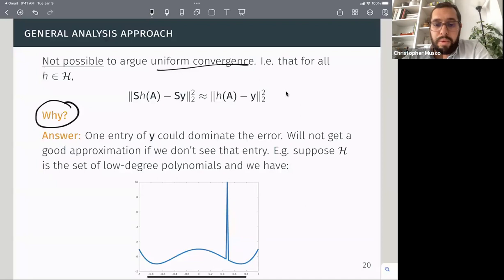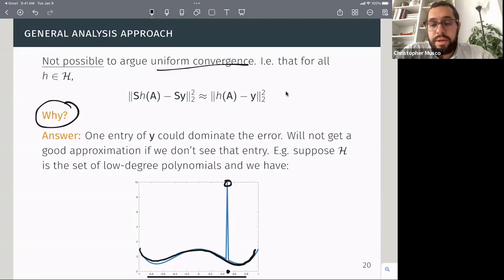Imagine I have a function Y, which is very well approximated by a low degree polynomial, but it has a really big spike in one location, which is going to increase the error of any low degree polynomial approximation to the function. Unless I literally sample a data point at that spike, which I do not know about in advance, because this target Y, which I'm thinking of as a function here between -1 and 1, is unknown. I won't know to sample there. I won't see the spike. So I'll basically underestimate the error of any function with extremely high probability. So maybe I get the thing correct in expectation, but there's no way to argue that SHA minus SY concentrates closely around HA minus Y.